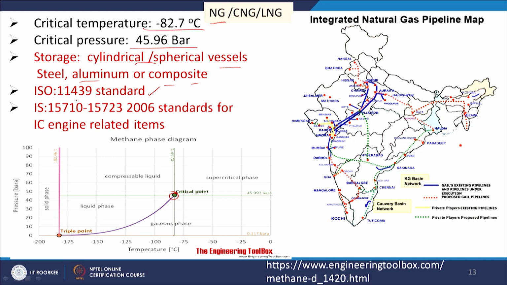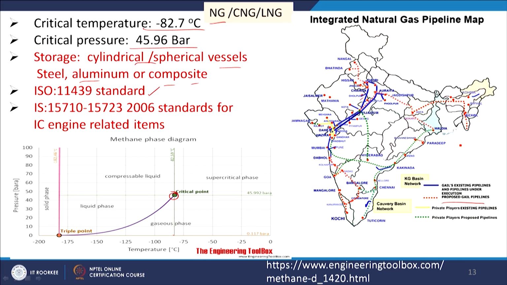Here we have one dotted line, that is GAIL's existing facilities. GAIL, Gas Authority of India Limited, is one Indian company, a Navaratna company. This company is exclusively involved in the gas business, and this is their existing pipeline for the transport of gaseous fuels. And there are some expansion programs. This is your proposed GAIL pipeline.